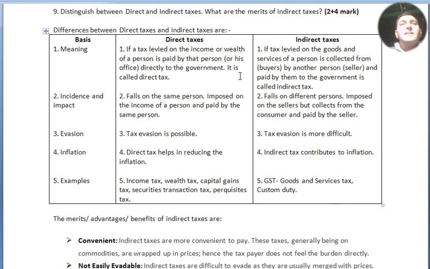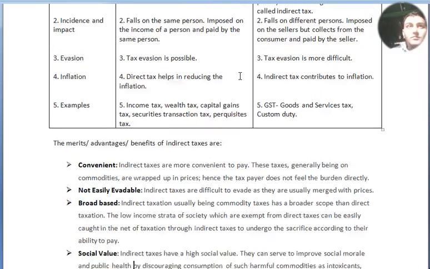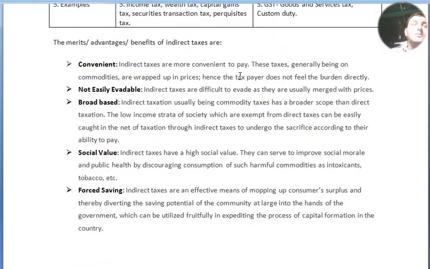The merits, advantages, benefits of indirect taxes are: convenient. Indirect taxes are more convenient to pay. This tax generally begins on commodities wrapped up in price, hence the taxpayer does not feel the burden directly. Point number 2, not easily evadable. Indirect taxes are difficult to evade as they are usually merged with prices.